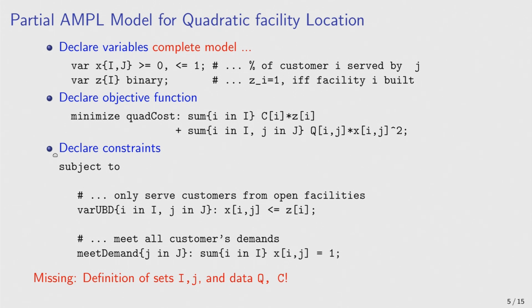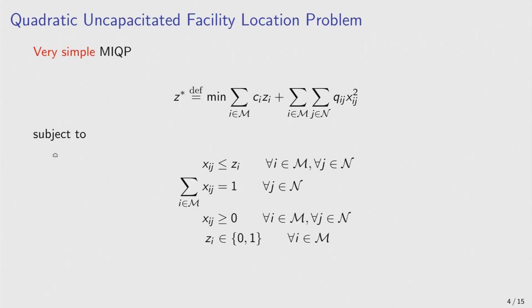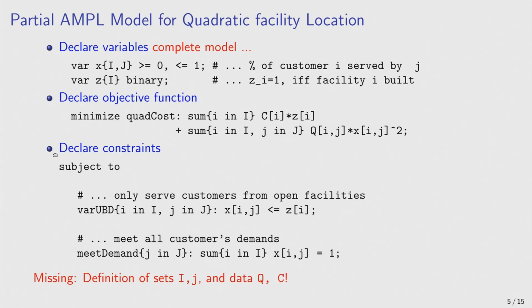So there's some variables, Xij, where I and J are index sets here, previously the M and N, that are non-negative and less than or equal to 1 at the first line there. And that's the percentage of customer I served by facility J. And there's a variable Zi that's binary. So the notation here is very similar to what was on the previous slide, right? On the previous slide, I had Xij non-negative and Zi binary variable. And I switched the notation, the index sets, a little bit.